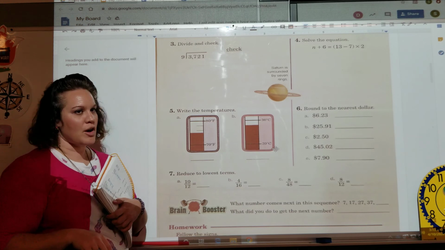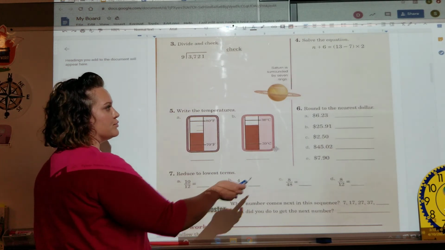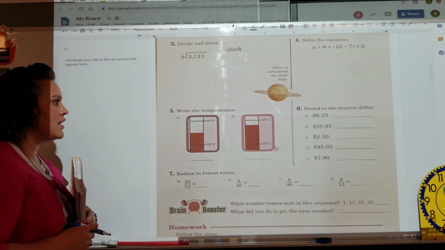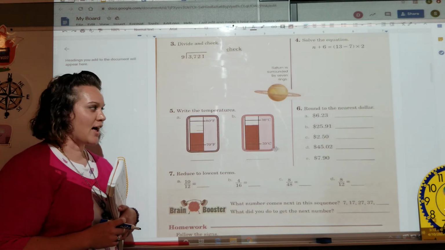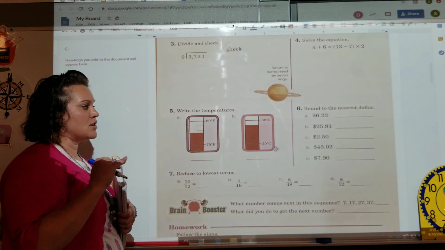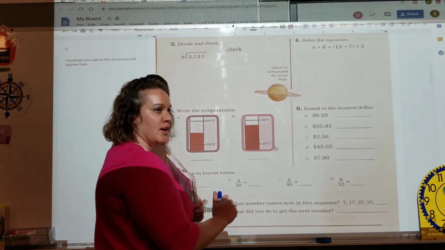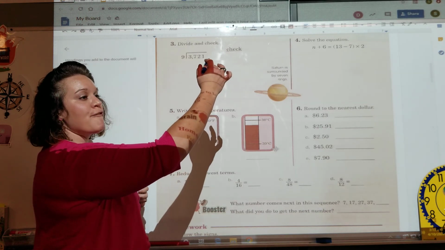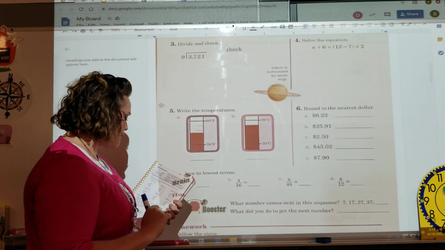Okay, we're on the back of our papers now. Let's go ahead and do a little bit of rounding today. It's been a little bit since we've done that. So let's work on section number 6, round to the nearest dollar. So we're looking at the dollars and the cents, and we are going to round it to the dollar. Now you remembered on our rounding hill that if it was up to number 4, we went backwards. If it was 5, we went forwards.